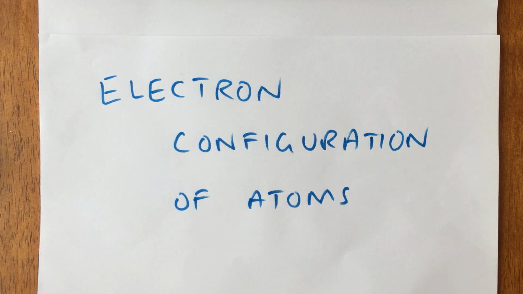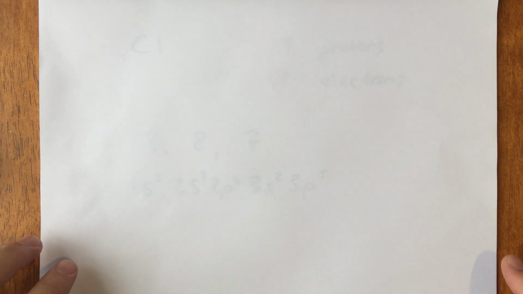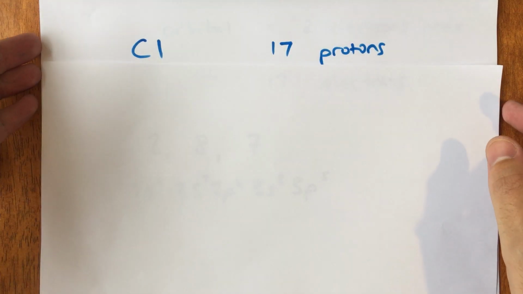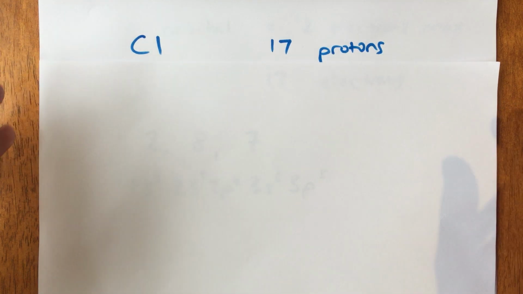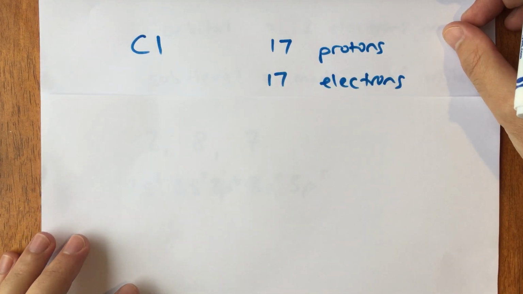Today we're going to work through how to write the electron configuration of atoms. Now you may remember from year 12, looking at the chlorine atom for example, chlorine has the atomic number of 17 on the periodic table. That tells us that chlorine has 17 protons. Because atoms are electrically neutral, the positives and negatives have to be equal. So if there's 17 protons, there also have to be 17 electrons.